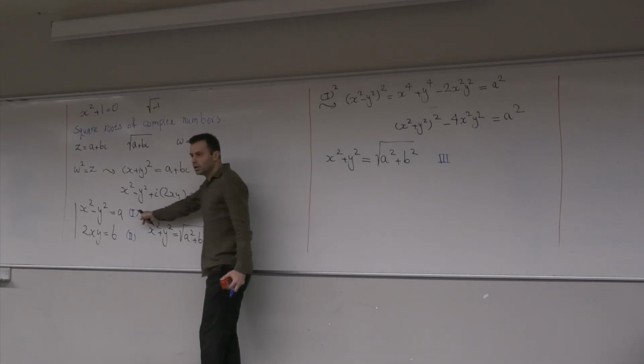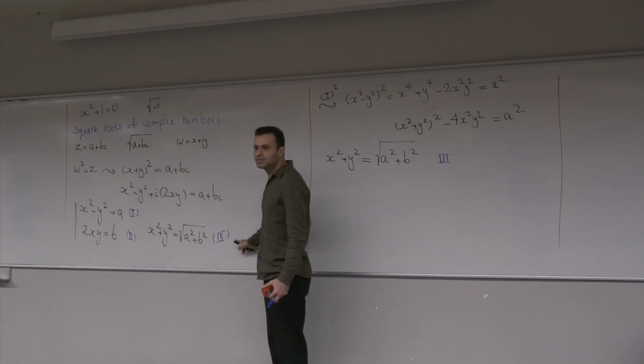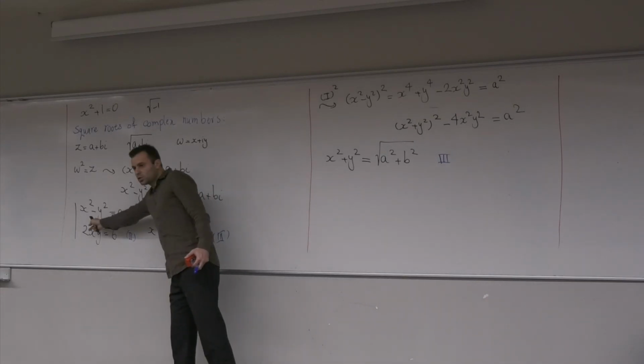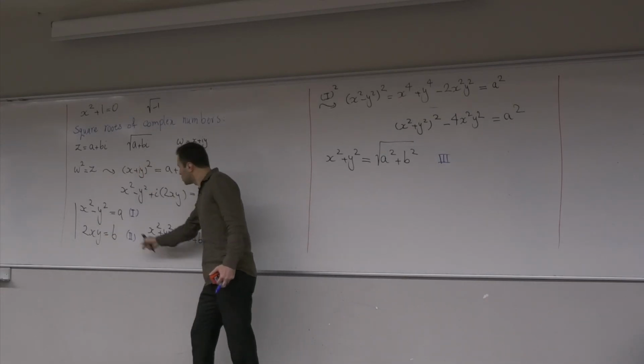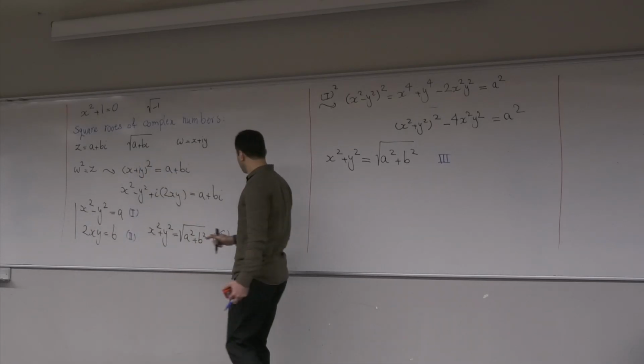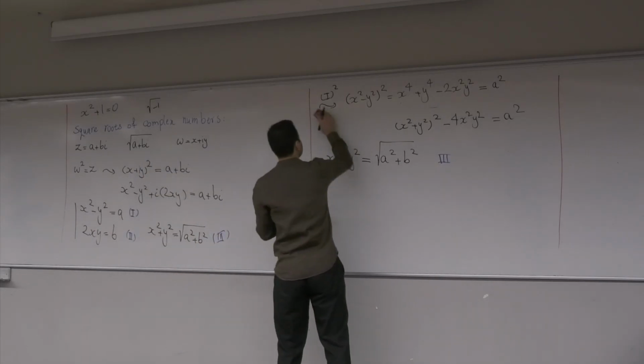This one and this one. If we add them together, what will happen? Minus y squared and y squared will cancel. So we will have 2 times x to the power of 2. Which means that, what is our x to the power of 2? Let me just clean here.